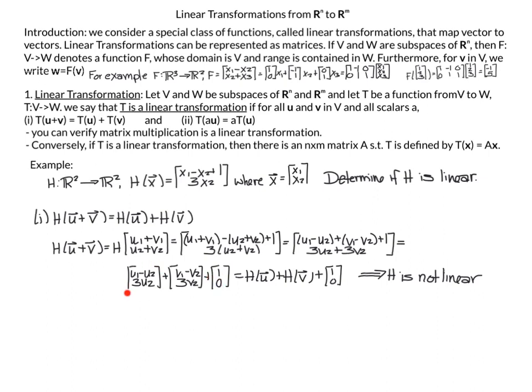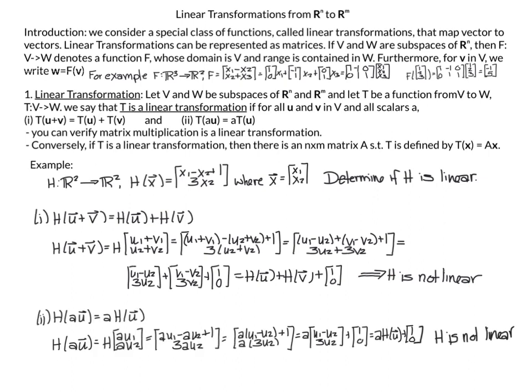So I do have my h of u and I do have my h of v, but I have this extra 1, 0, in which case h of u plus v does not equal h of u plus h of v because of this extra 1, 0. Therefore, this one condition, since it's been violated, is enough to show that h is not linear.